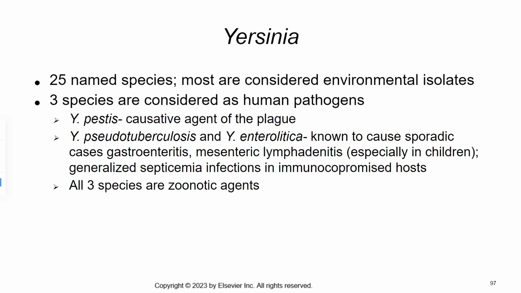So, switching gears to Yersinia. Yersinia has 25 named species. Most are considered environmental isolates. Three species are considered human pathogens. Yersinia pestis is the causative agent of the plague. Y. pseudotuberculosis and Y. enterocolitica are known to cause sporadic cases of gastroenteritis and other types of infections in immunocompromised hosts. All three species are zoonotic agents, which means they can be transmitted from animals to people.